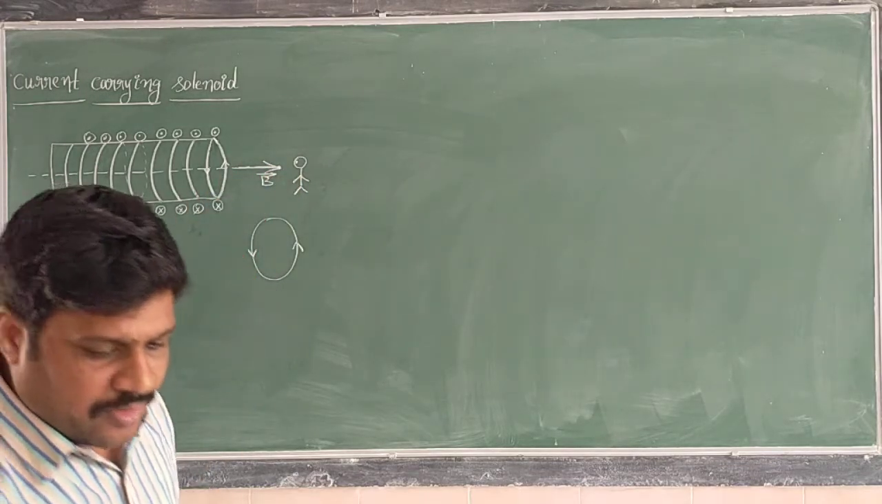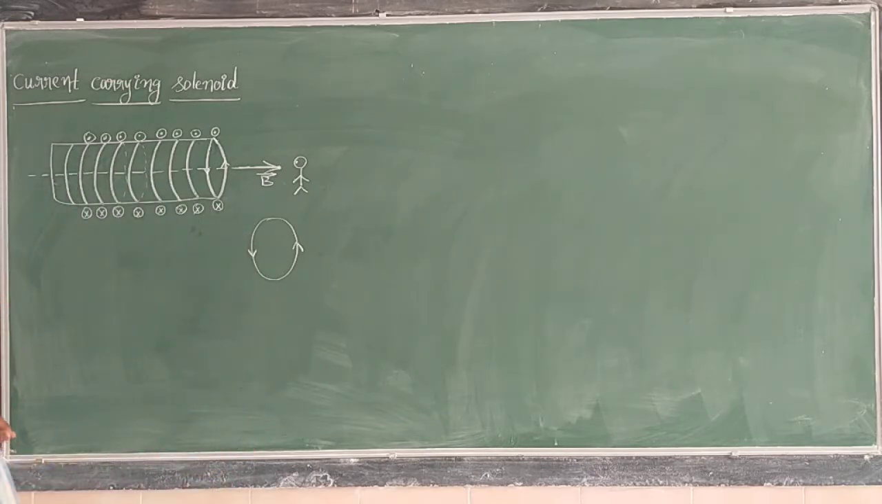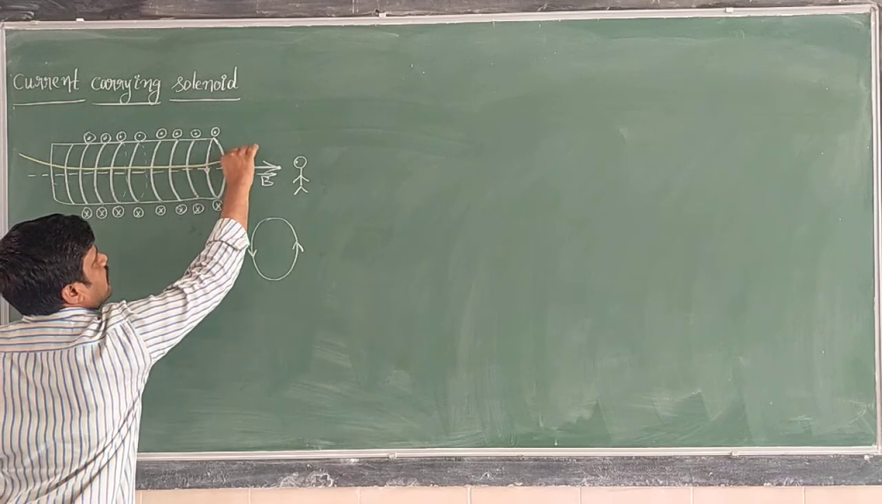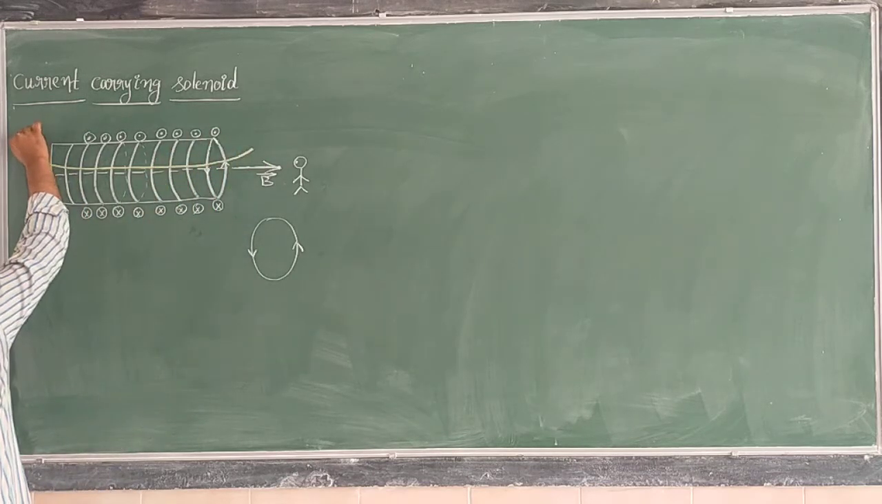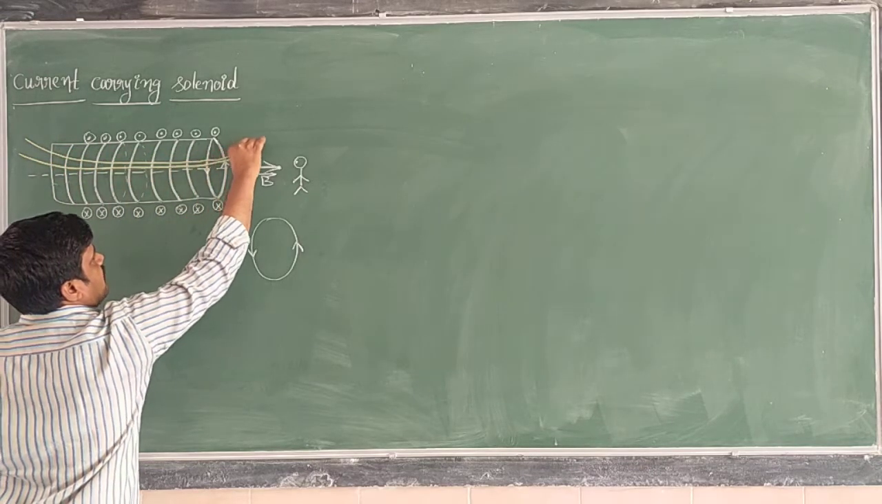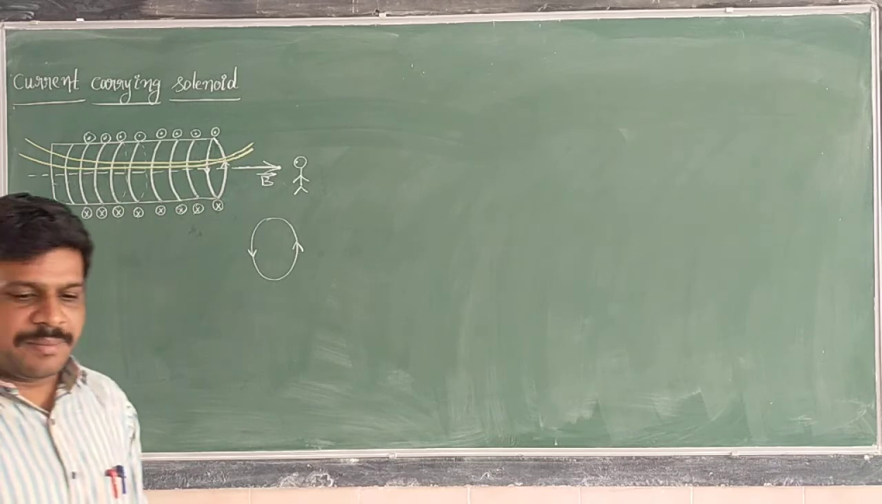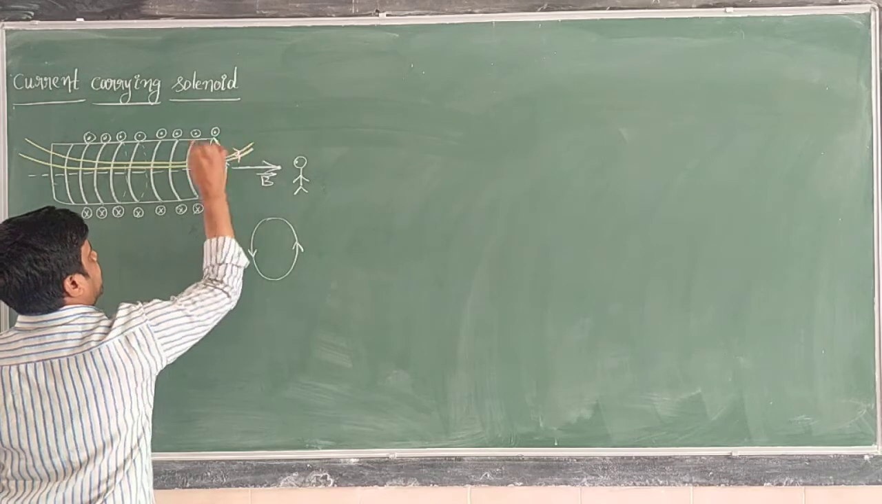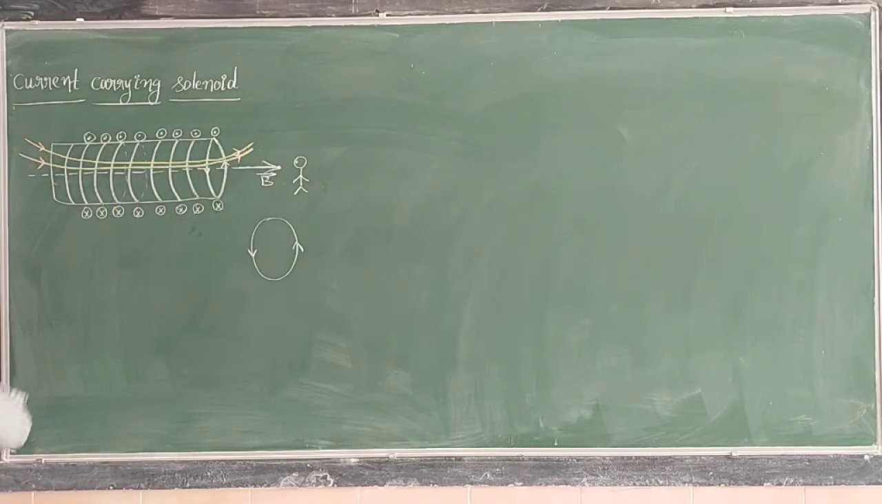From the right hand thumb rule, I have decided the direction of the magnetic field. The magnetic field is represented by magnetic field lines. Now I am drawing a magnetic field line here, and then a second one like this. We know the direction of the magnetic field is like this, like this, and like this.